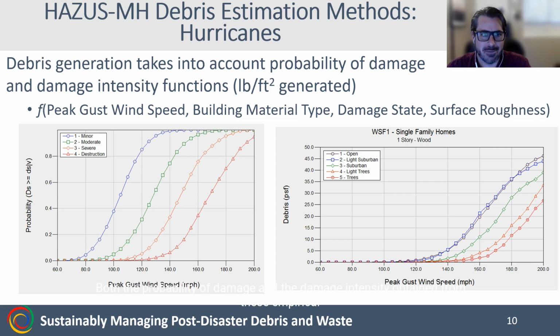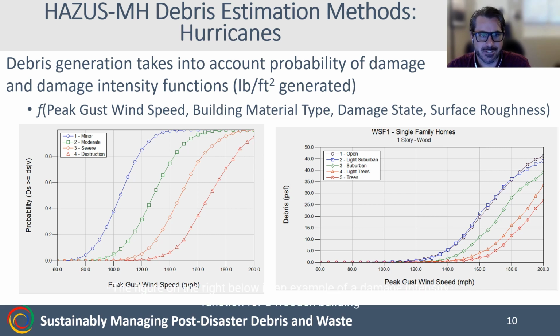Both the probability of damage and the damage intensity obtained from these empirical curves are then multiplied together and by the square footage of the building material type within a given census block to arrive at a total estimate of the debris quantity generated. A building material type specific debris distribution matrix is then applied to apportion this total debris generation estimate into brick wood, steel concrete, or vegetative debris categories. Therefore, debris tonnage estimates for a given census block are mainly based on the peak gust wind speed, building material type, square footage per material type, damage state, and surface roughness of the affected region.